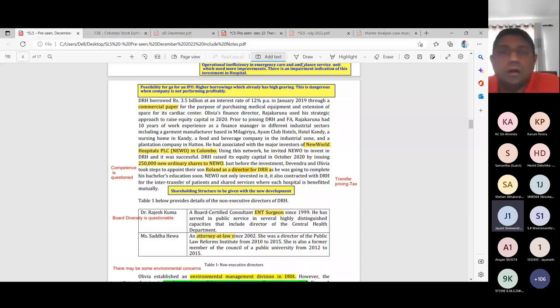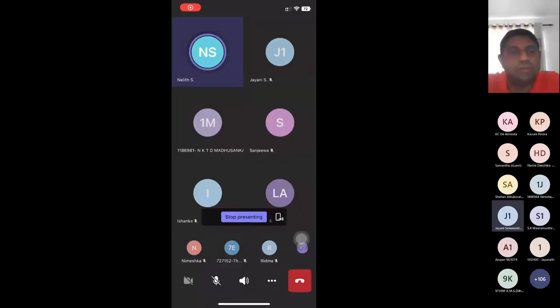Thank you. Now here, if you look at the financing sources, we have two options. One is equity, the other one is debt. So what the company has done is they have gone with the commercial paper. That's not an equity option, it's a debt option, right? So they have issued a commercial paper.